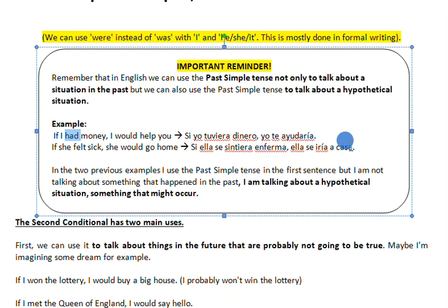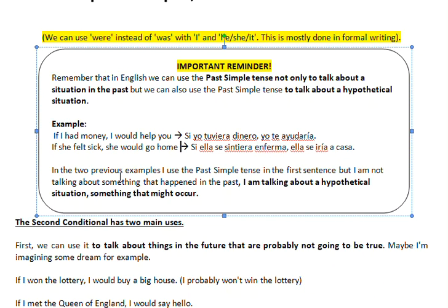Second example, if she felt sick, she would go home. Si ella se sintiera enferma, ella se iría a casa. Here I use the verb felt, which is the past form of the verb feel. But I am not saying that she really felt sick. No estoy diciendo que ella se sintió enferma en el pasado. Estoy usando el verbo felt para hablar sobre algo hipotético. Si ella se sintiera enferma, ella se iría a casa.